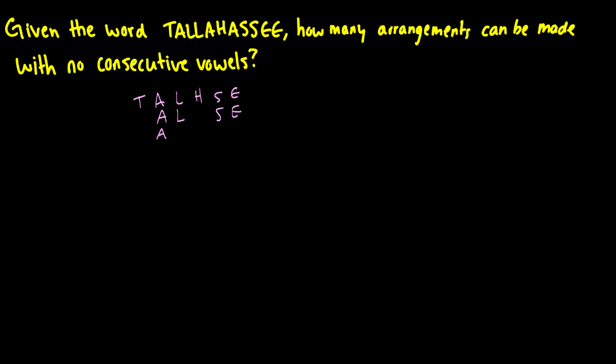Now, how many arrangements can be made with no consecutive vowels? A strategy here is to leave the vowels out for now and look at those later. So now we have the word TLLHSS. How many ways can we arrange this word? This should be fairly simple. There are 6 total letters, so that's 6 factorial. We have 2 L's, so we divide by 2 factorial. We have 2 S's, so we divide by 2 factorial, because they are indistinguishable from each other. So here's the first part.